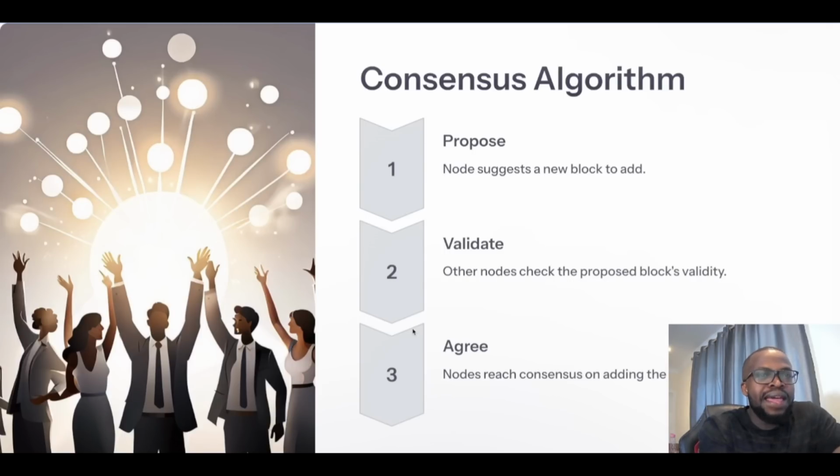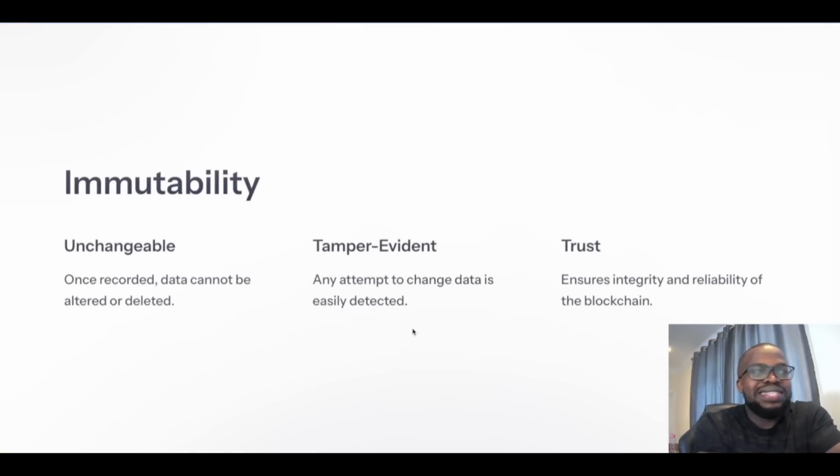Okay. The next thing you might come across is immutability. So now imagine you wrote something in your special notebook or on a piece of paper, right? Once it's written, it's written. You can't erase it or change it without leaving a mark on it. So immutability in blockchain simply means that once something is written down or added to the blockchain, it can't be changed or deleted. That's simply what immutability entails.